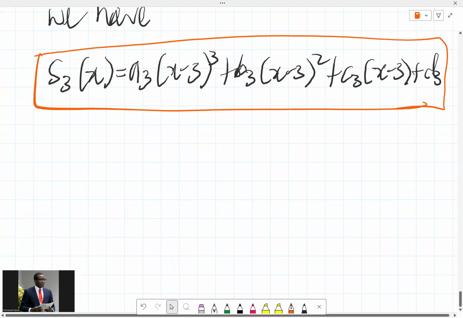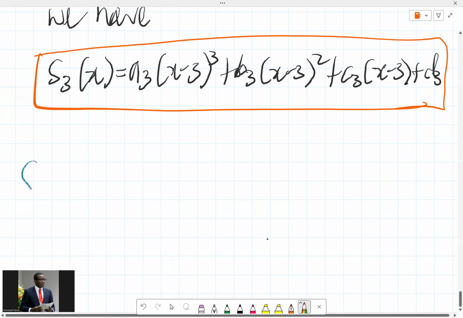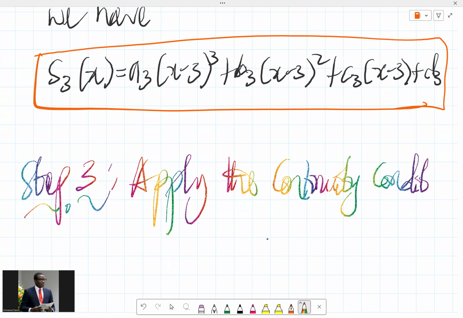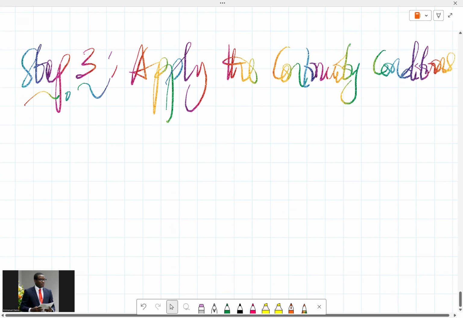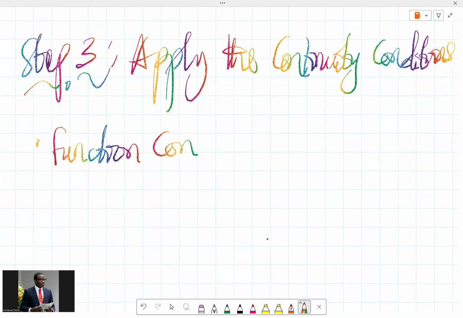Once that is settled, we can go ahead and talk about step 3. Step 3 now is to apply the continuity conditions. First of all, we have the function continuity.